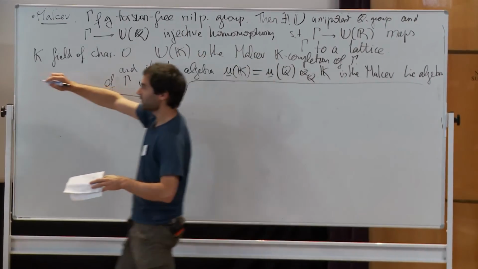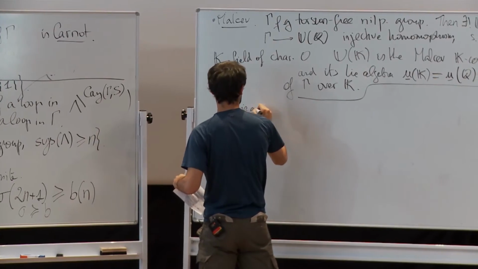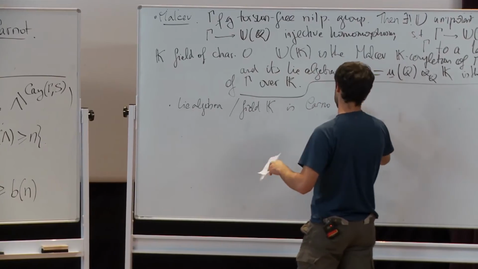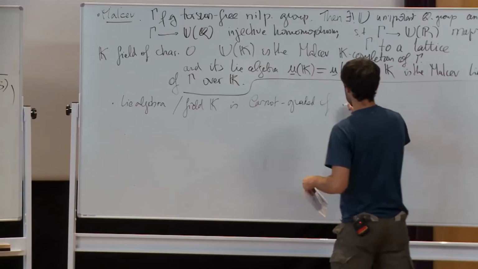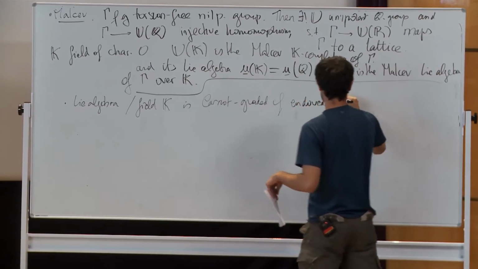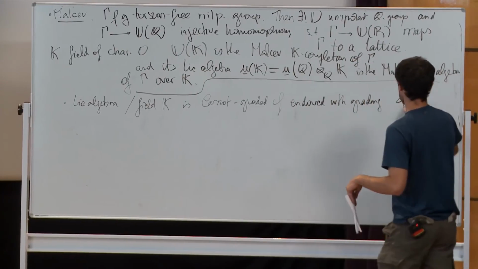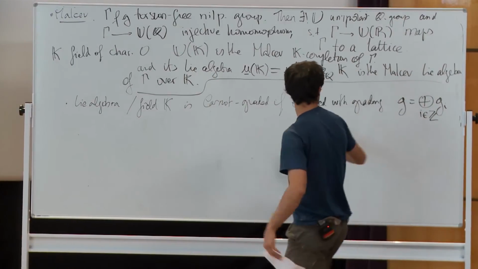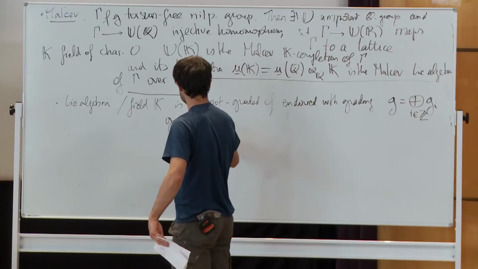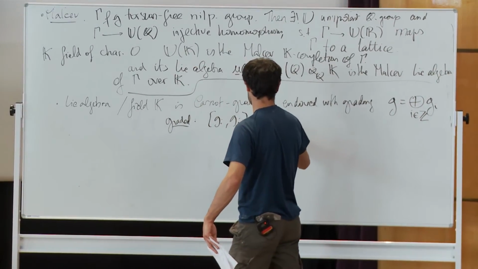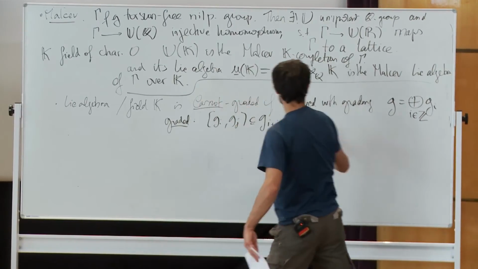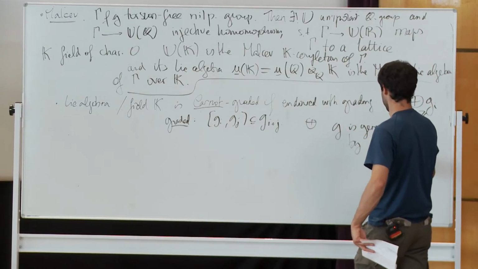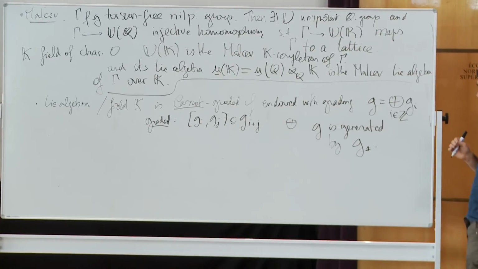Okay, that's one definition. The second definition: a Lie algebra over a field K is Carnot, or Carnot graded, if it is endowed with a grading G equals the sum of G_i, i belonging to, say, Z. Graded means that the bracket of G_i and G_j is contained in G_{i+j}, and Carnot means that G is generated by G_1. So in particular, it's a positive grading.